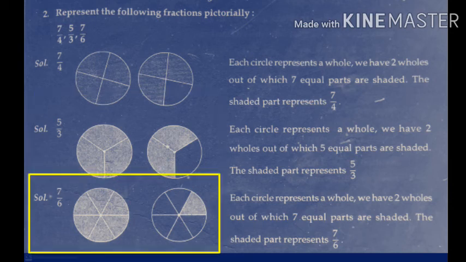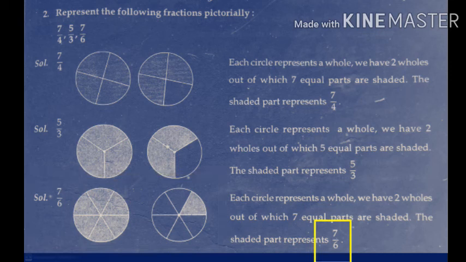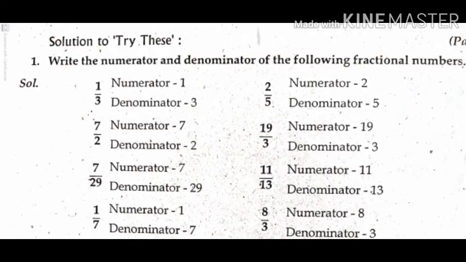Solution for 7 by 6. Here each circle represents a whole. We have 2 wholes, out of which 7 equal parts are shaded. The shaded part represents 7 by 6. Here 7 indicates shaded parts and 6 indicates total parts from each figure.